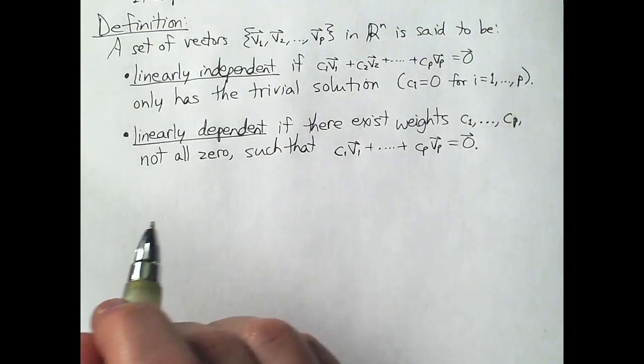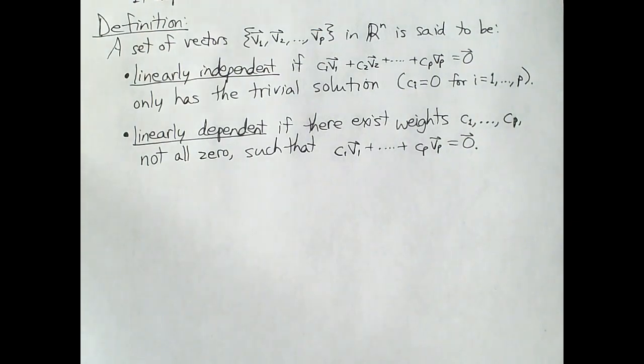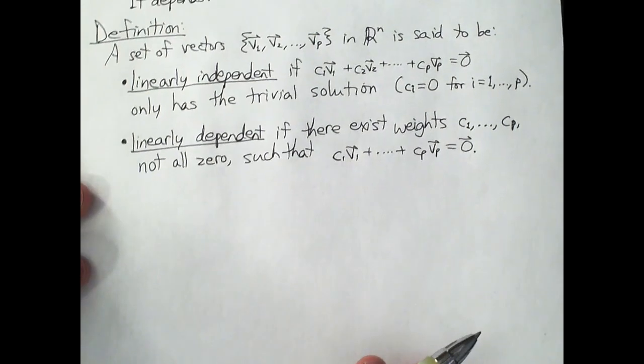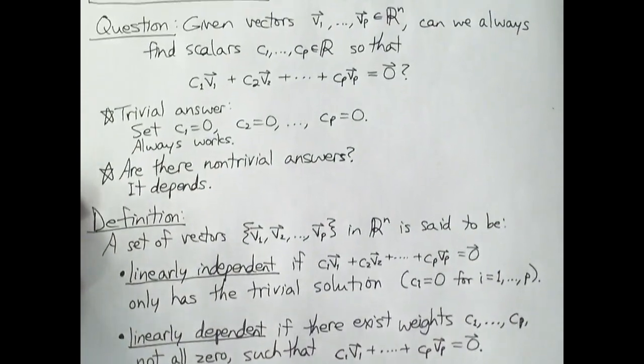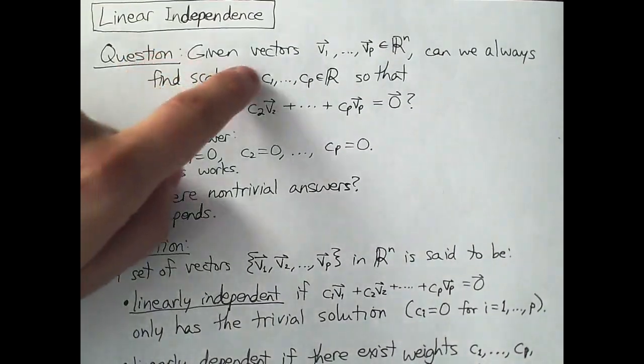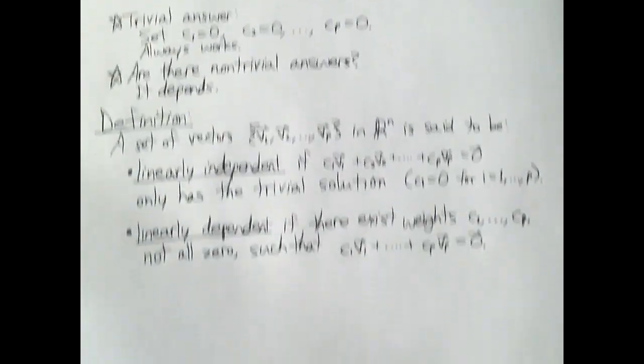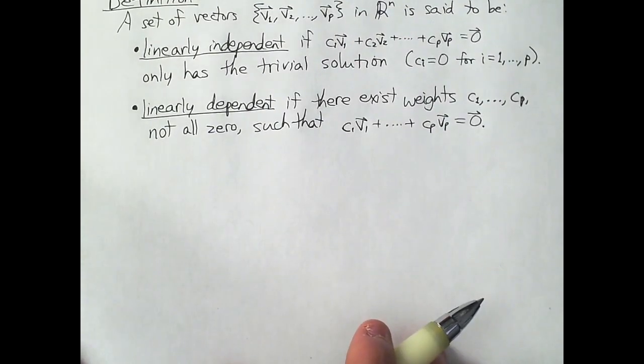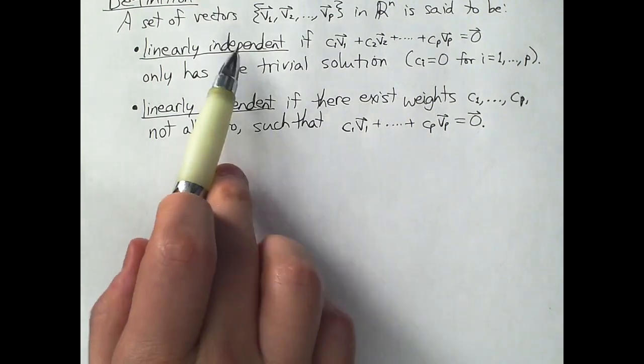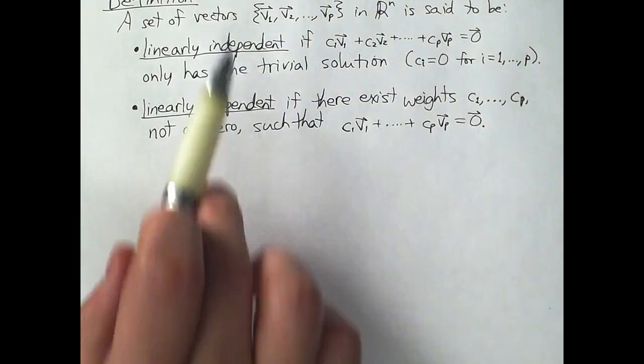So I want to show you two examples of sets where we talk about whether they are linearly independent or linearly dependent. And the title of this lesson was Linear Independence, and that's just when we're talking about this topic overall. We might say we're talking about the topic of linear independence, but a set is independent or dependent.